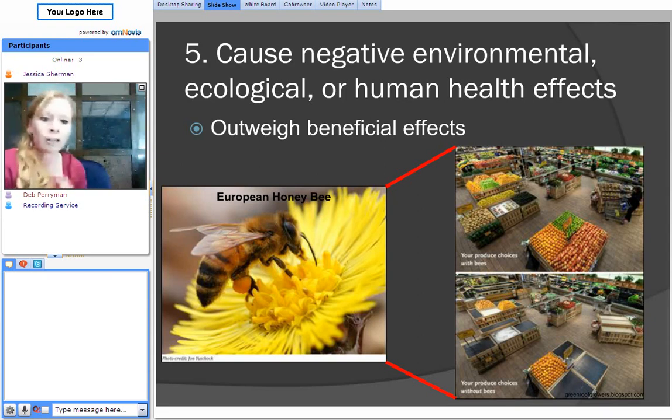Now, if you look down at that bottom picture, they've removed all the fruits. So if we didn't have bees, native bees or the European honeybees, to pollinate our crops, you would see that we'd have significantly fewer choices when it comes to produce. So we have a huge benefit from honeybees, which are a non-native species. So we don't typically think of them as invasive.